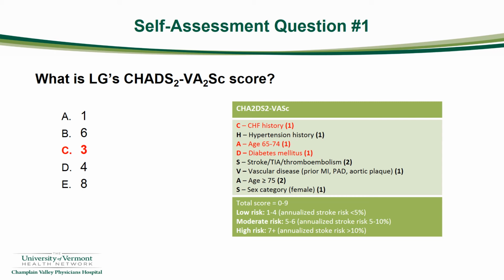He is not older than 75 years old. He does have diabetes, does not have a past history of stroke, TIA, or thromboembolism. He has no vascular disease history. He does fall between the ages of 65 and 74, and he is not female. So his CHADS-VASc score would be 3, which puts him at a low risk with an annualized estimated stroke risk of less than 5%.